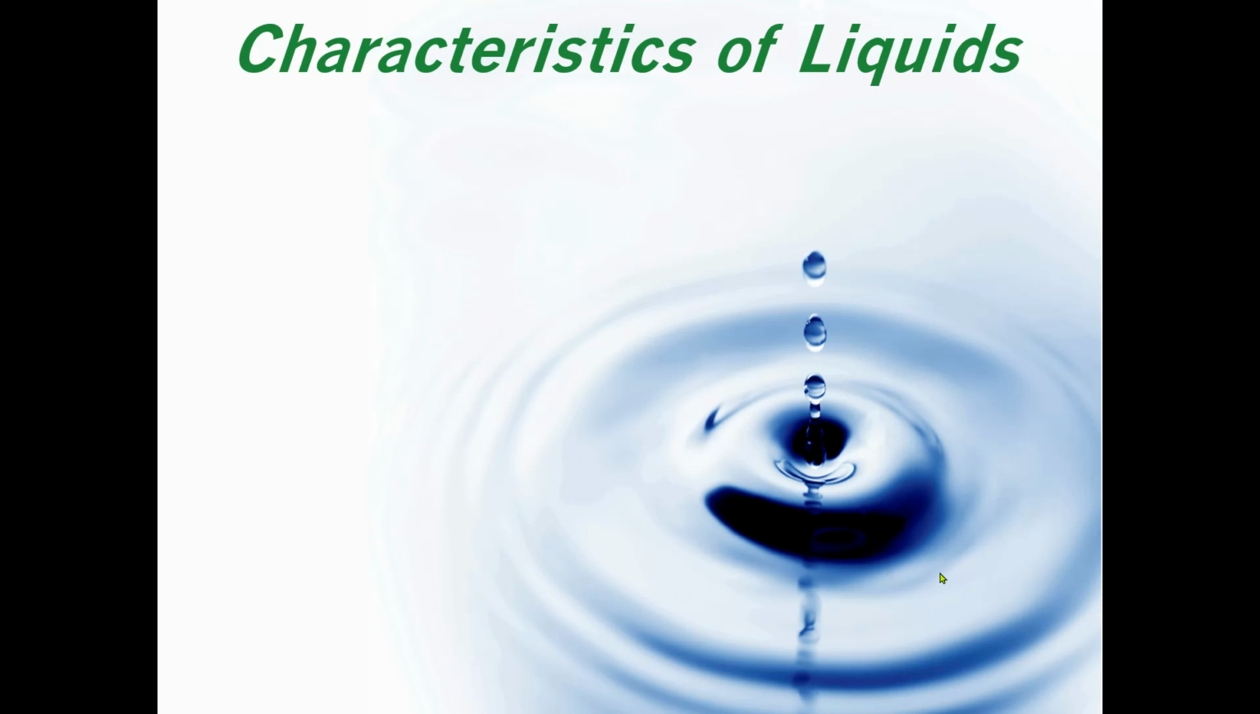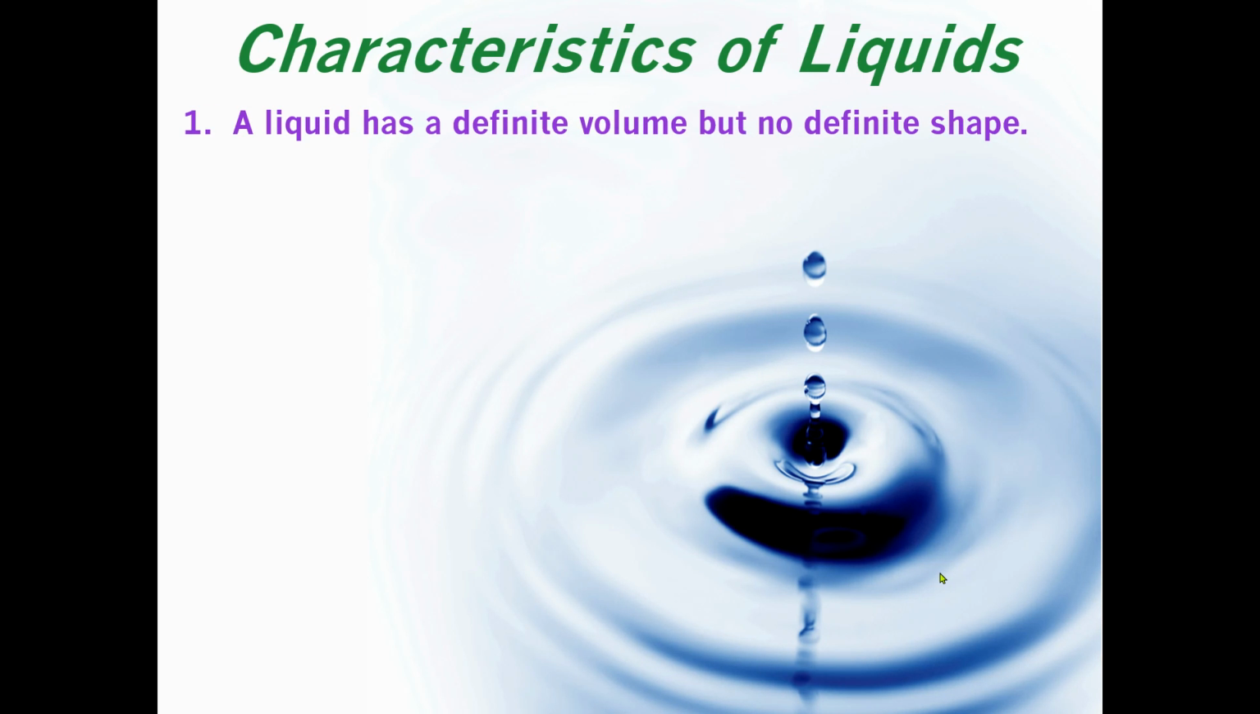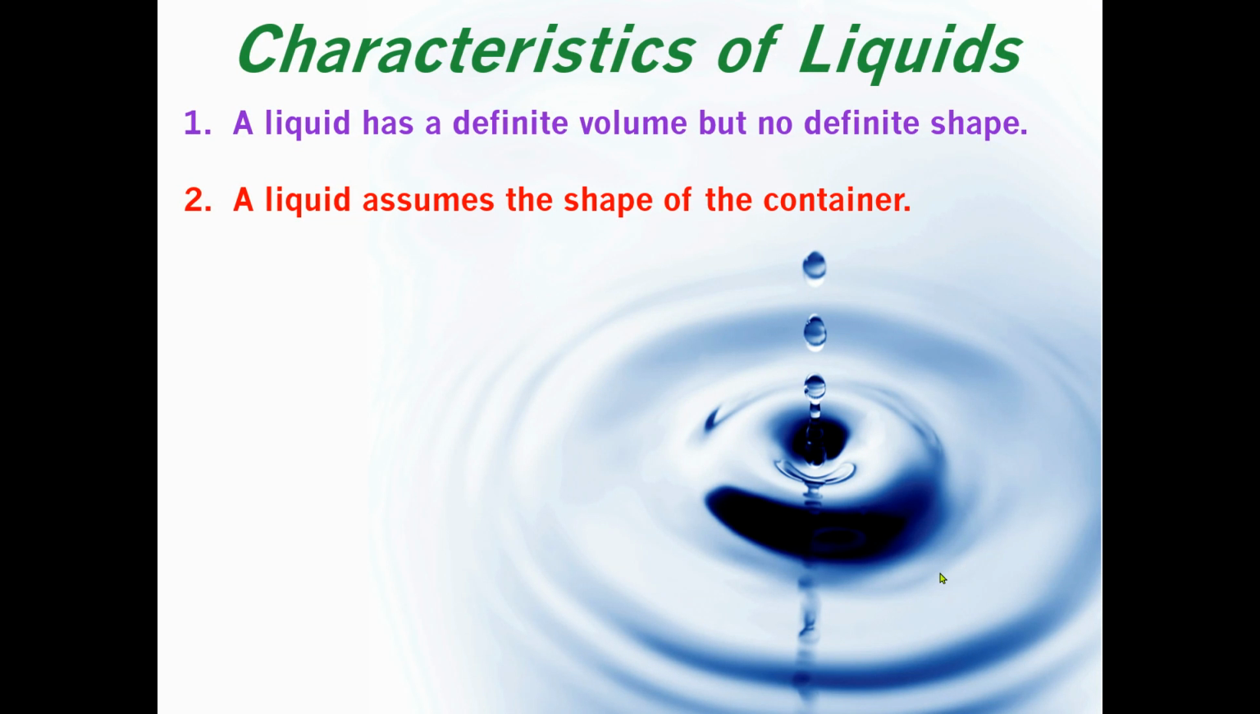So now let's look at liquids. Characteristics of liquids. A liquid has a definite volume, but no definite shape. Remember, a liquid will have its volume, but if you put it into a round container, it's going to take the shape of that round container. If you put it in a square container, it's going to take the shape of that square container. So it has a volume, and the volume won't change, but it has no definite shape. A liquid will assume the shape of the container. It will fill every single part of that container based on its volume.